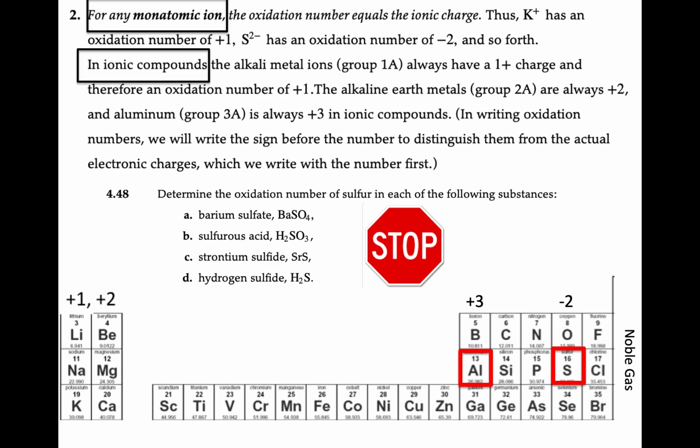So with this guideline, determine the oxidation number of sulfur in each of the following substances. That's our initial question. Based on rule number 2, in which cases can we now assign the oxidation number for sulfur, and what is the oxidation number? Pause the video, give that a try.